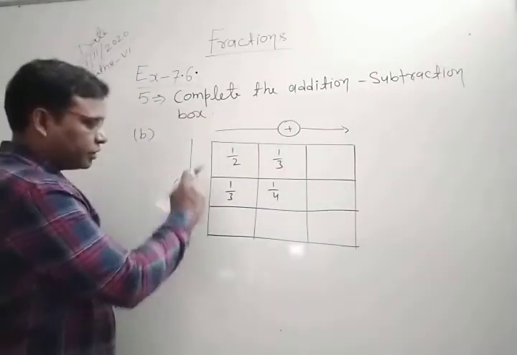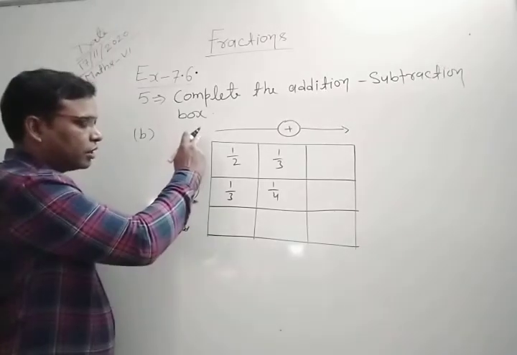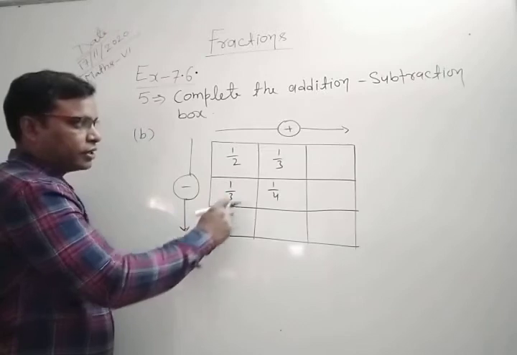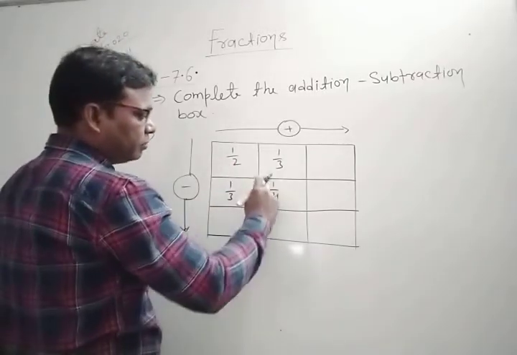And in this box, you can see this 0. If you come from up to down, then you subtract them and write here. Again, if you come from up to down, you can subtract them and write here.